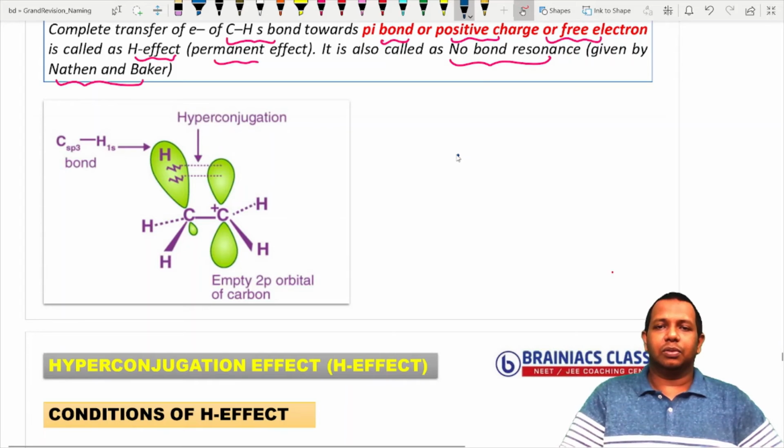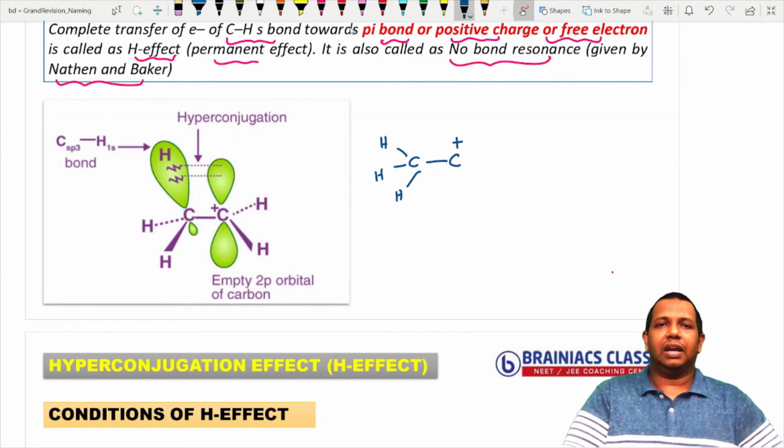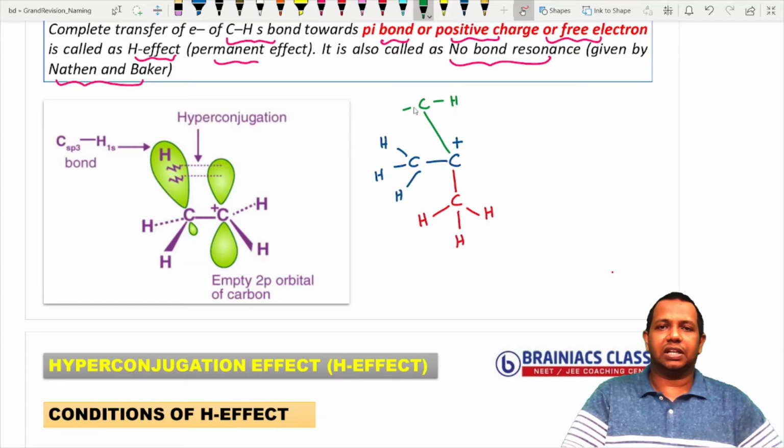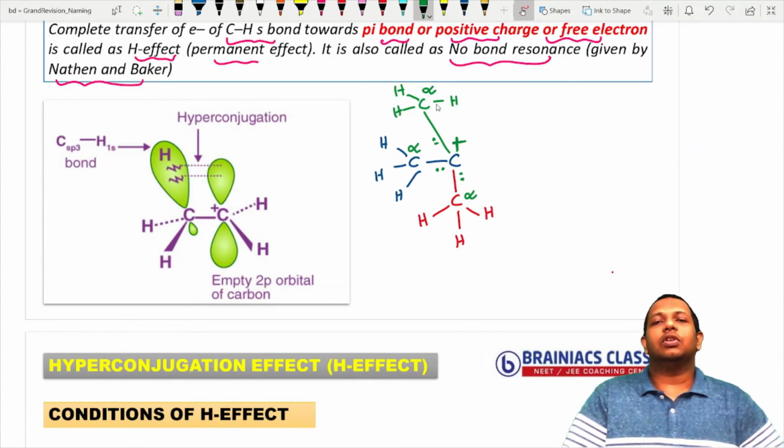So you have a figure like this. Let us assume you have C plus, and this is connected to a carbon which has 3 hydrogen atoms like this, and this is also connected to another carbon which has 3 hydrogen atoms, and this is also connected to another carbon atom that is connected to 3 hydrogen atoms. Now you see here, this carbon atom usually has how many electrons? 2, here 4 and 6. So this is deficient, so there is a vacant p orbital here. Now the carbon near to this carbon is called alpha carbon. So this is an alpha, this is also an alpha, this is also an alpha. So there are 3 alpha carbons.